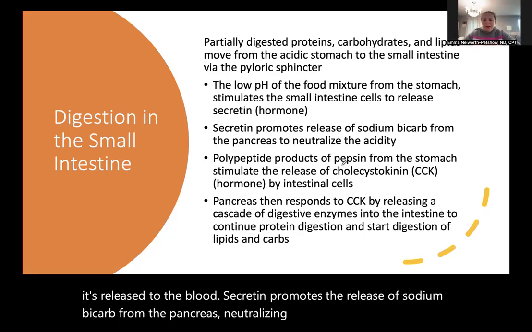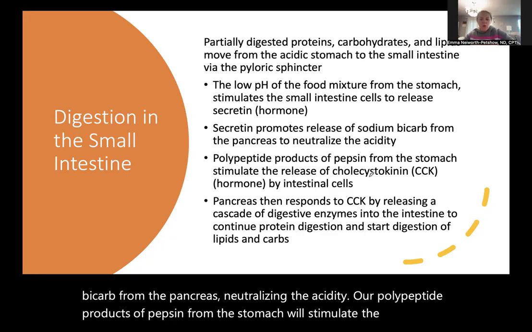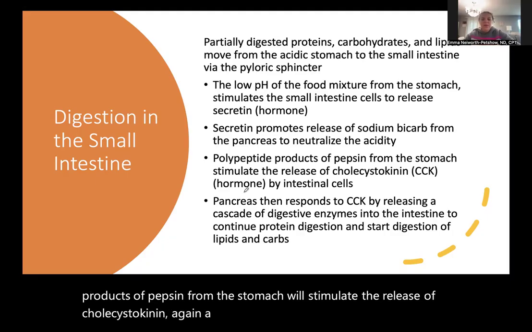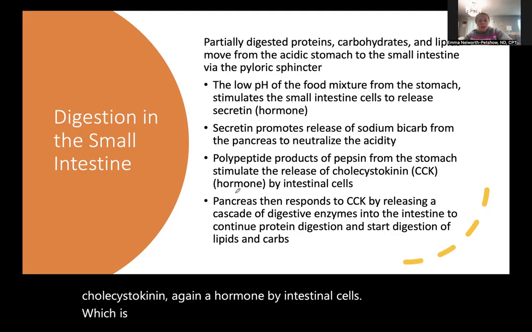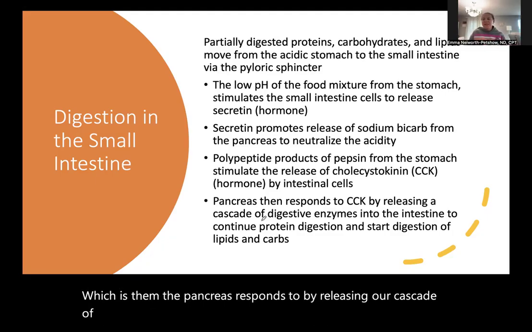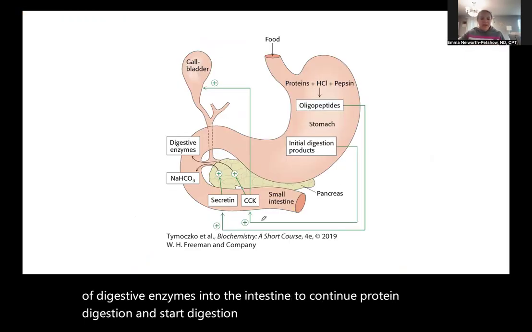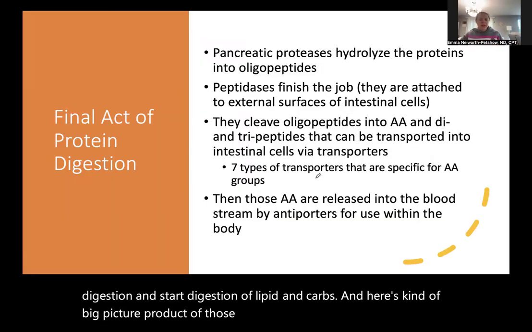Our polypeptide products of pepsin from the stomach will stimulate the release of cholecystokinin, again a hormone, by intestinal cells, which the pancreas responds to by releasing our cascade of digestive enzymes into the intestine to continue protein digestion and start digestion of lipid and carbs. And here's a big picture product of those feedback loops that I mentioned.